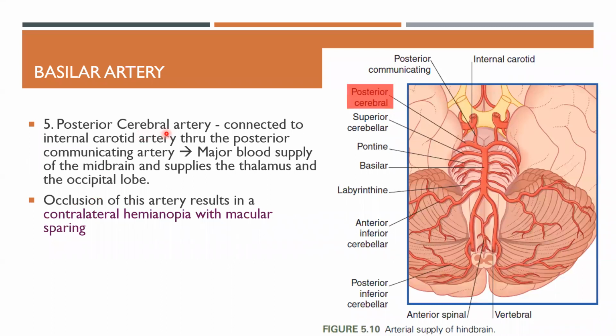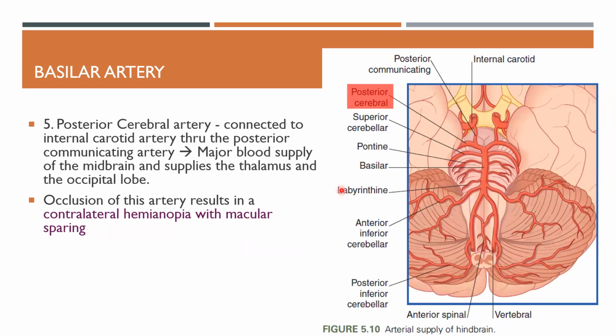Then you have your posterior cerebral arteries connected to the internal carotid artery through the posterior communicating artery. This is a major supply of the midbrain and supplies the thalamus and occipital lobe. Occlusion of this artery results in a contralateral hemianopia with macular sparing.